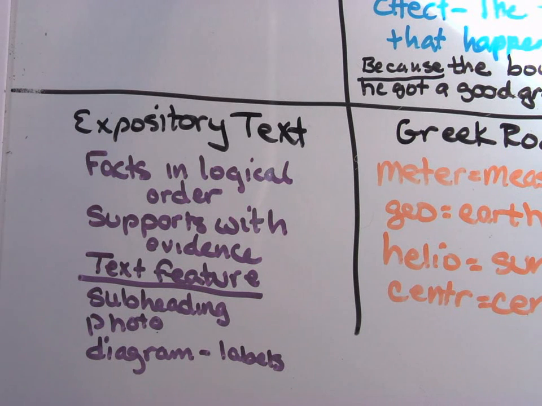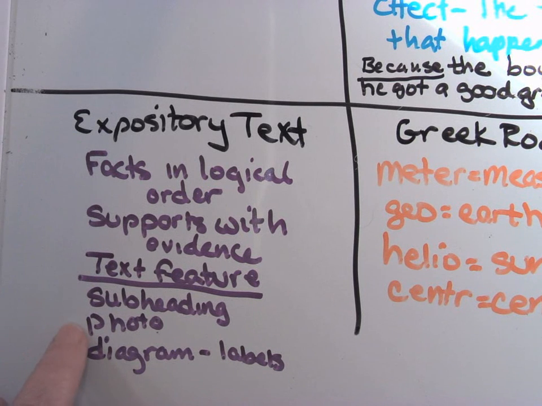Text features are the subheadings. The subheadings are the pieces that list the sections and what they're about, and they're usually in bold words, a little bit bigger or a different color even than the actual text that you're reading. Those subheadings help with comprehension too, because they tell me what I'm going to be reading about. You have that in your social studies book. You have that in your science book. You have that also in this text that you're doing for reading. You'll see that because they're all expository texts.